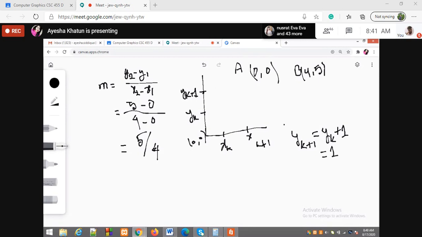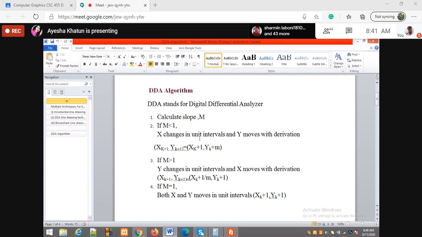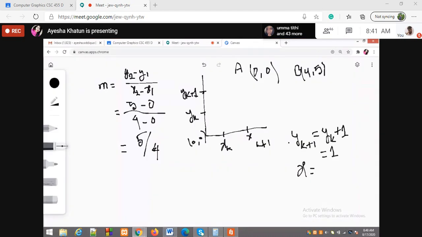And how will the x be changed? So x will be equal to the initial value. Again you can see how the x will be changed. So x will be xk plus 1 by m. So x will be what? Initial value 0 plus 1 by m. That means 1 by 5 by 4. So we will have the x value that will be 4 by 5.